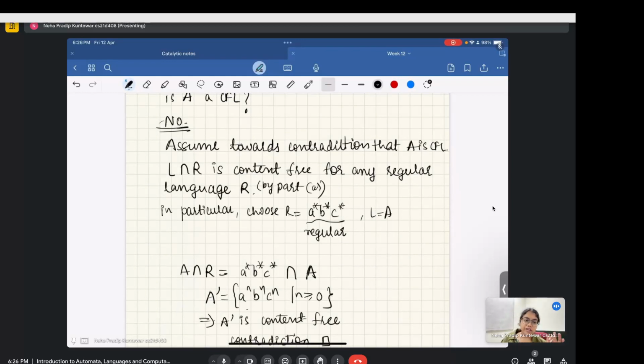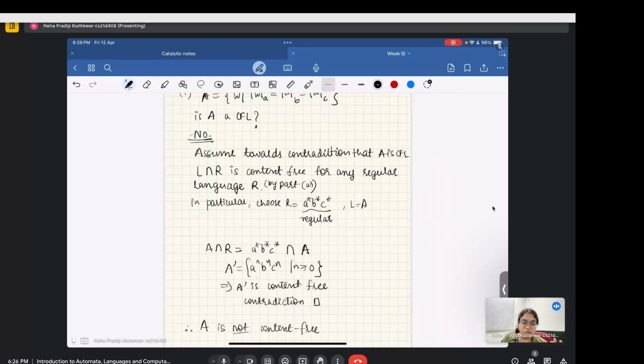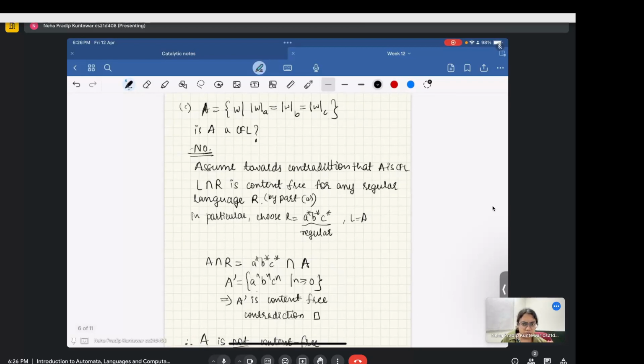And then we basically made an appropriate choice of the regular language R, such that we get a language which we already know, which is already established to be not context free, and this is how we showed that the language that is given to us is not a context free language.